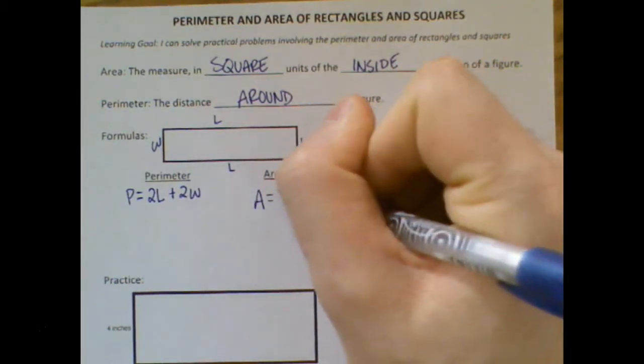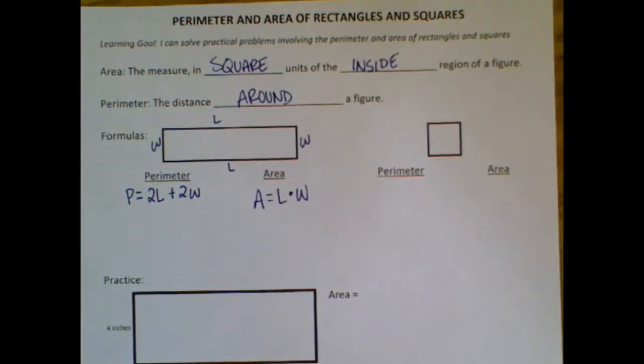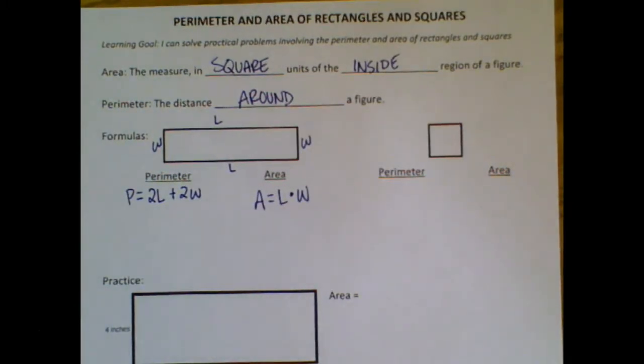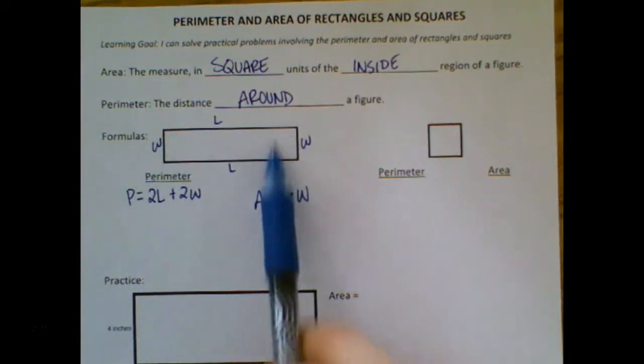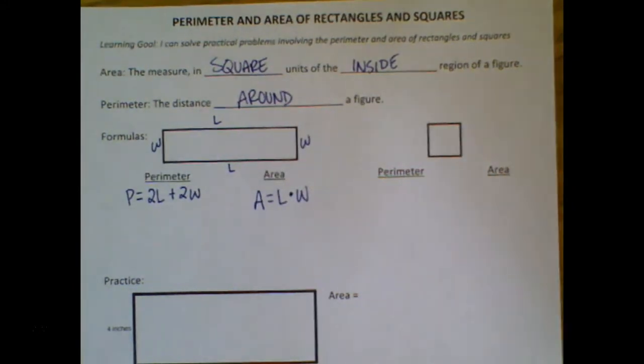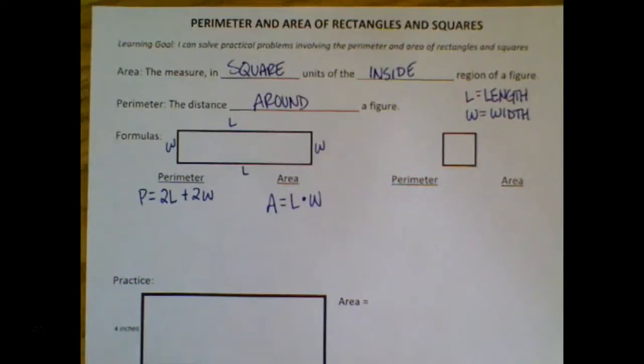All right, our area is a little bit different. Still using length times width, you have length times width being the area. You take your measurement going this way, multiply it by this, and that's going to give you those square units. Before we get too far, let's say what each of these letters means. L is length, W is width, and then we have one more we're going to add in just a second, but those will get us started.